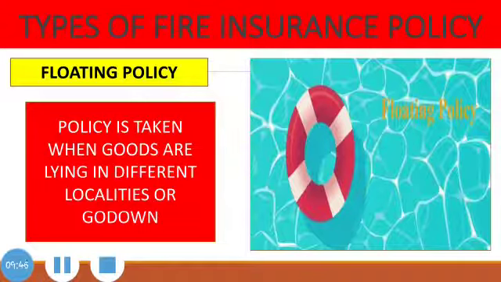So what does the businessman do here? The businessman takes a fluctuating policy or floating policy. Goods of all localities and godowns will be covered under such policy, and the businessman has to pay one premium for all goods lying at different places.